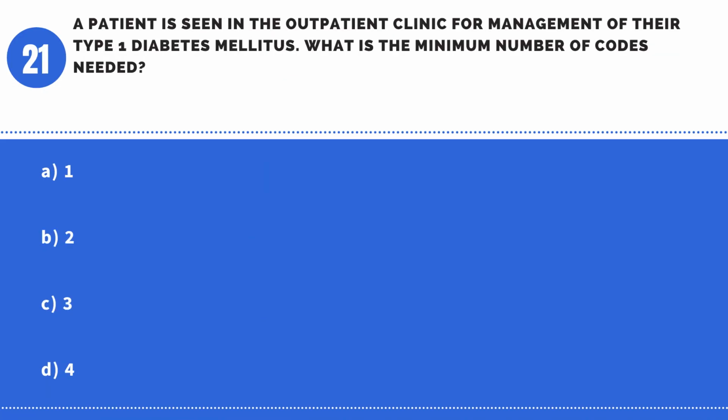Question 21. A patient is seen in the outpatient clinic for management of their type 1 diabetes mellitus. What is the minimum number of codes needed? A. 1. B. 2. C. 3. D. 4.